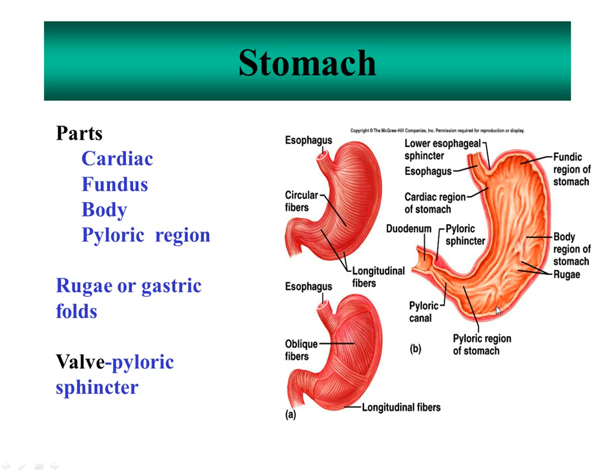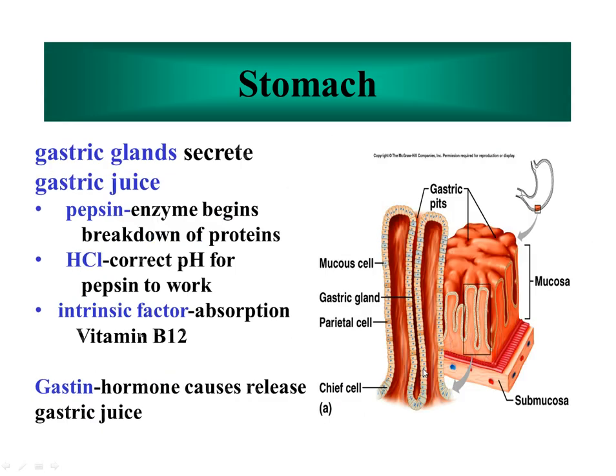Again, you have two layers of muscles here. This outermost layer is a longitudinal layer, and then you have a layer that goes around the circumference of the stomach, and they alternate in contraction and relaxation to give you that churning of the contents. The gastric glands secrete gastric juice.